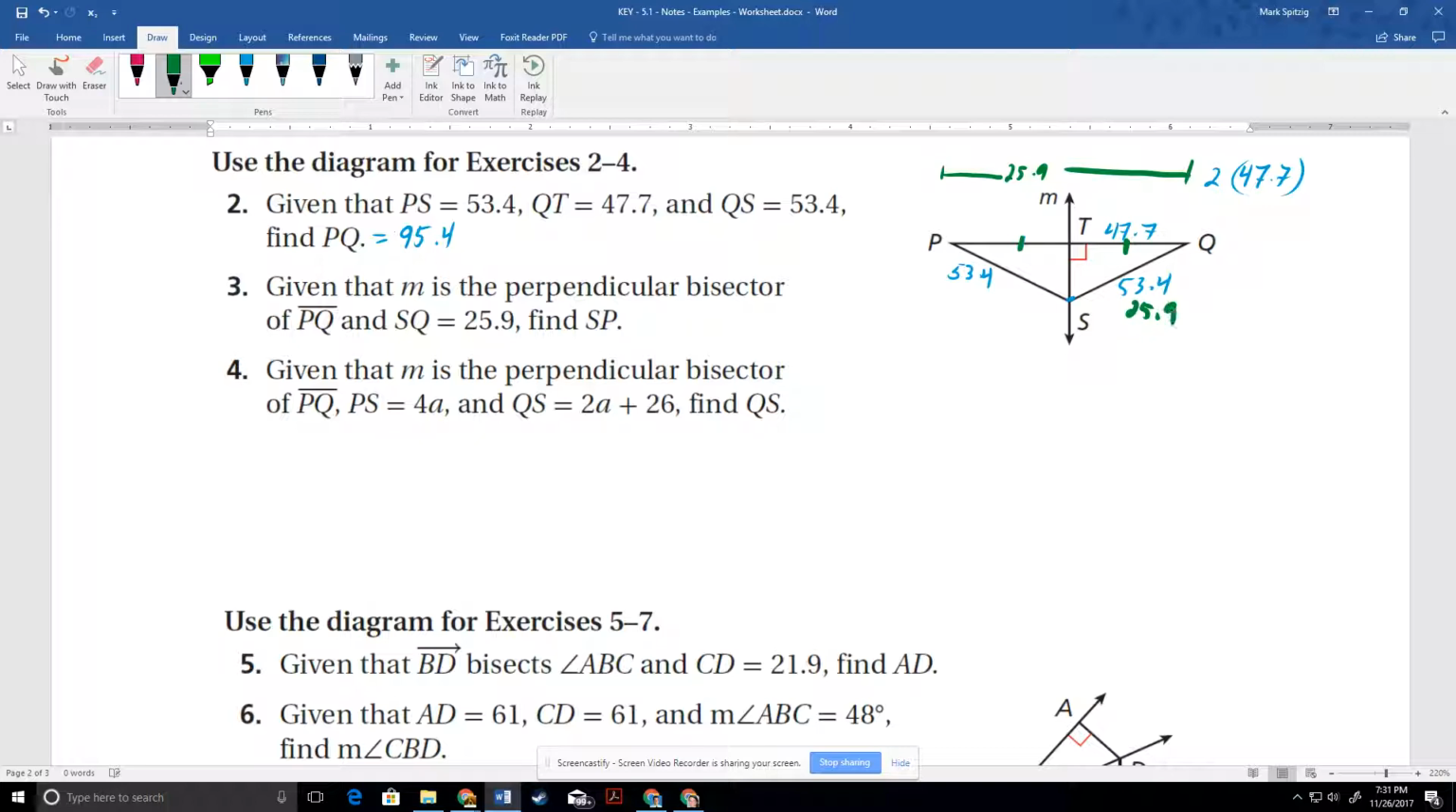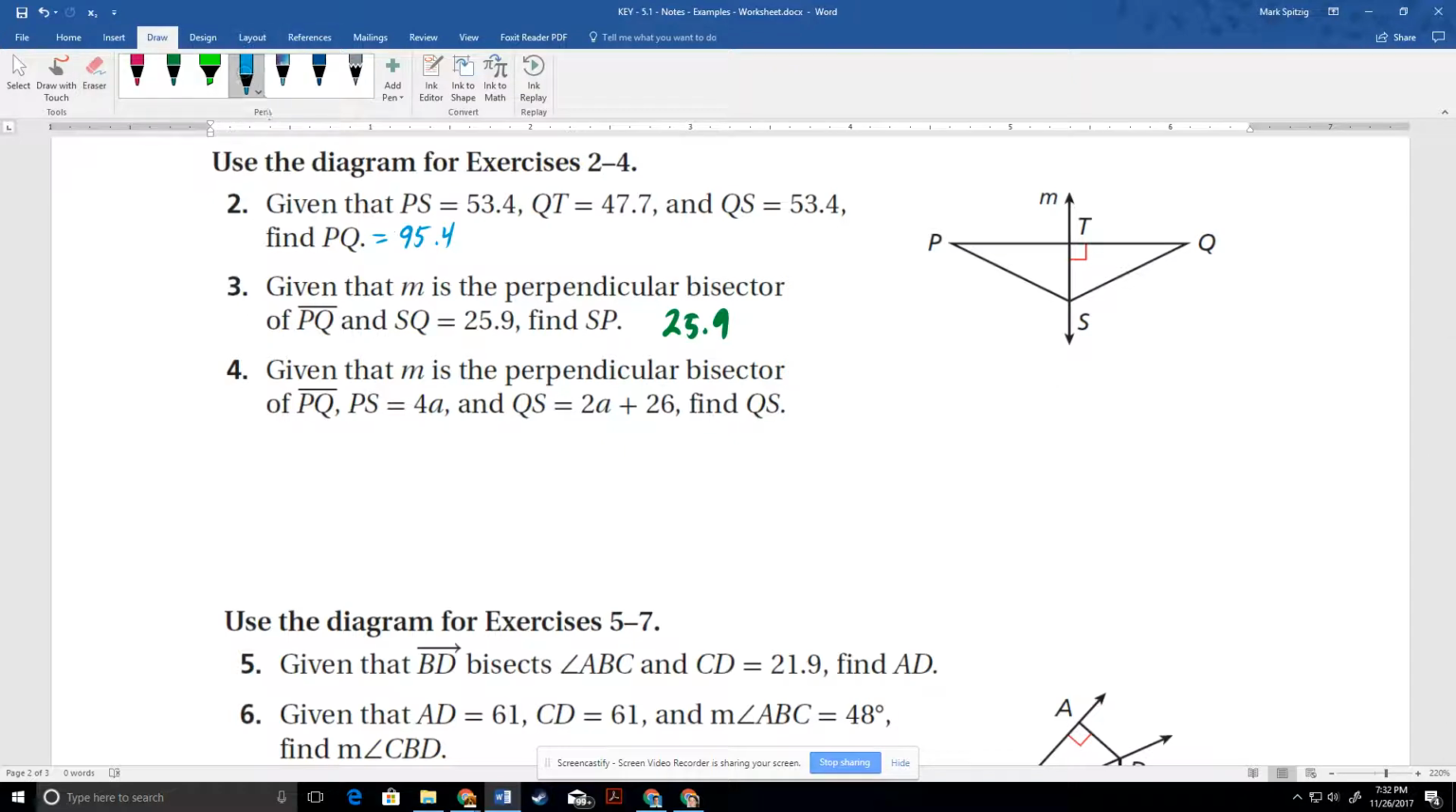So again, if it's a perpendicular, oh, sorry, this is not right. Just ignore that. If that's 25.9, we know that SQ and PS are the same, so it's going to be 25.9. Given that M is the perpendicular bisector of PQ, I'm going to have to clear some of this off. But we'll have a good key and you can watch it, so that's all good.